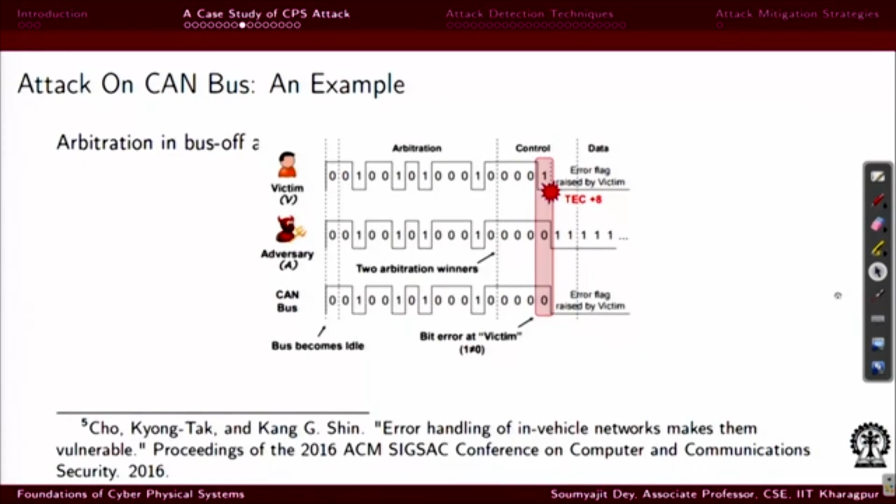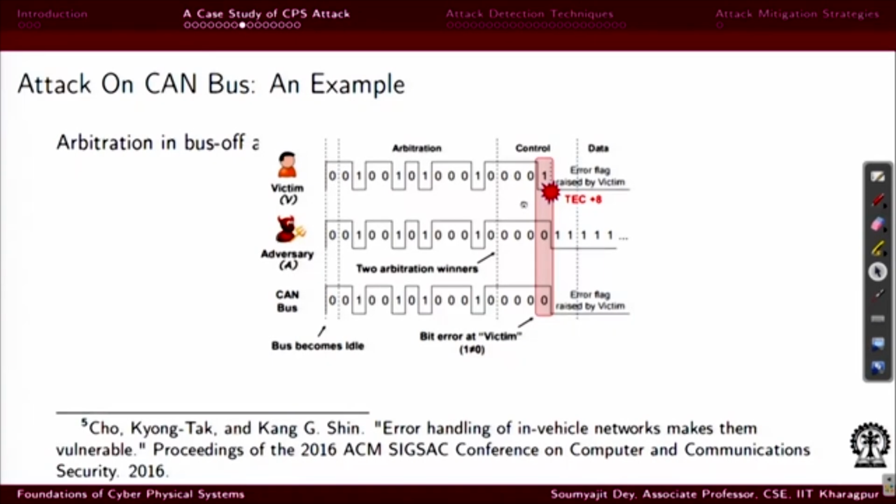So let's first understand how the attacker will force the victim to increase its transmission error count. Let's say this victim is transmitting its data stream and there is this adversary who is transmitting a data stream, and here is the CAN bus. The bus is idle here. What the adversary is trying to do is mimic the victim's transmission data stream, and the first task for the adversary is that he has to synchronize with the victim's transmission timings.